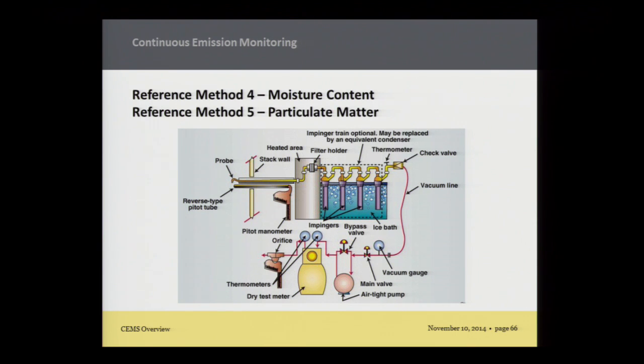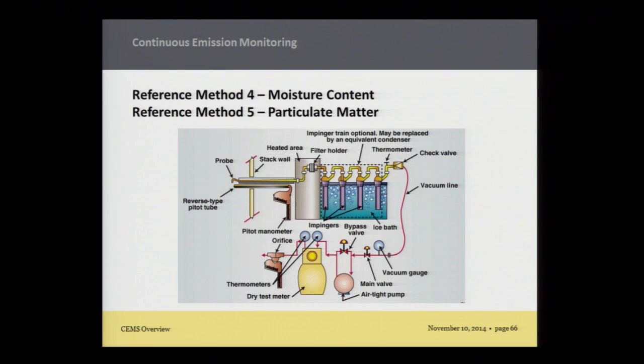So reference method 4 and 5, really you just typically see this go hand in hand. Method 4 is simply how you get your moisture content in your stack. So you've got your stack test, your probe here, here's the stack wall, runs in through a heat, this is all heated, it runs into a heated box, the filter is heated, and then it comes down and you start knocking out your moisture. Typically in a PM test you would have water, water, dry, and then silica gel. And then you would weigh these impingers for the difference from when you began the test, and that gives you your moisture content basis, is how much weight has increased here.